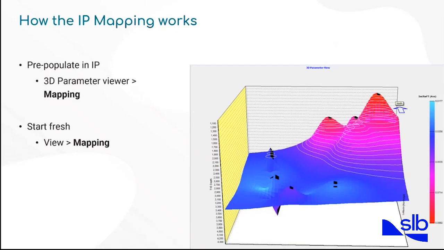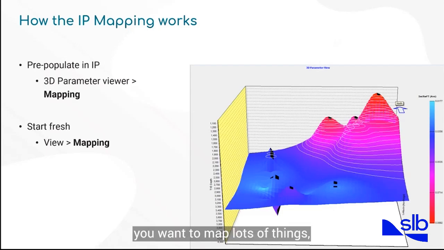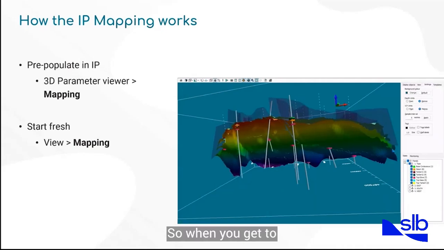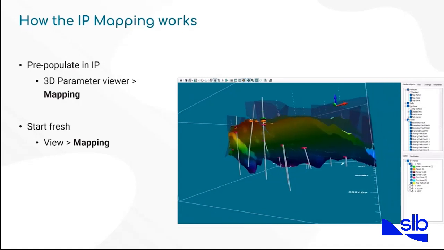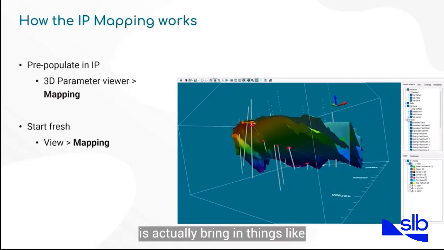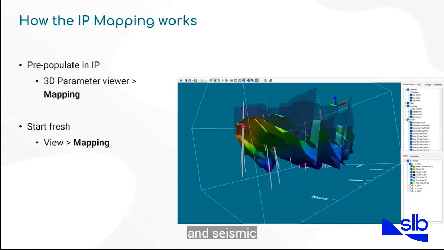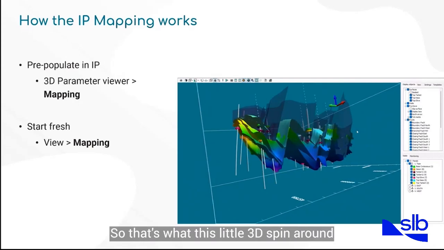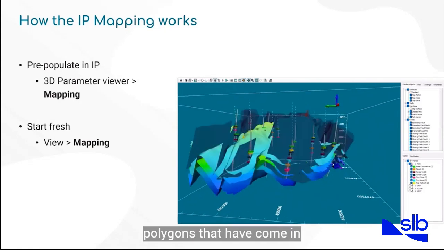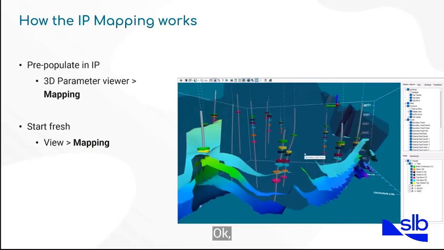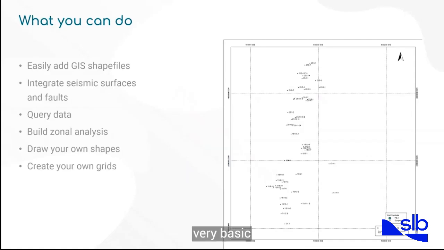And the other way is, if you don't really know yet what you want to map, but you know you want to map lots of things, you can go straight into the mapping from the view menu. Again, in the demo, I'll show you this. When you get to the mapping side of things, it's not just 2D, there's the 3D element. And what that allows us to do is bring in things like fault polygons and seismic interpreted surfaces. So that's what this little 3D spin around is showing: some Petrel surfaces that have come in, fault polygons that have come in, and the well paths with some picks on there.